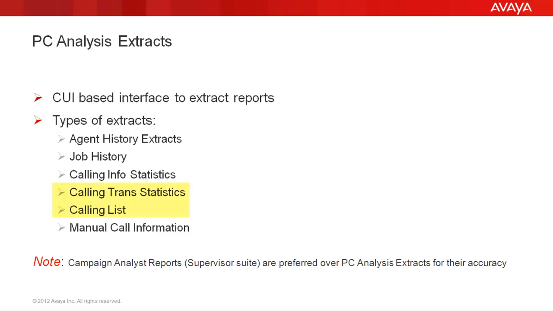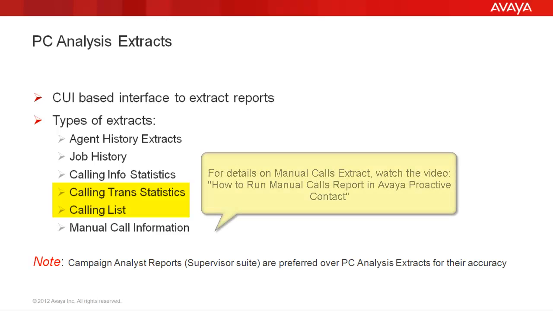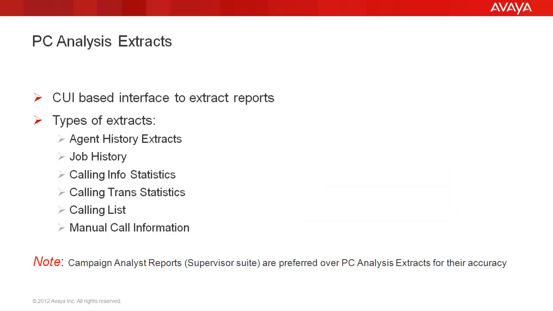We will focus our demo on transaction statistics and calling list type of extract, as these are the two mostly used extracts. In this video, we will see how we create or edit extract configuration and how to view a report file. Please note that these extracts extract the data from the various data files in the system, for example, job or agent history files, calling list, and transaction and info statistics files.